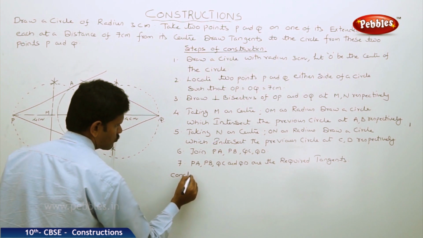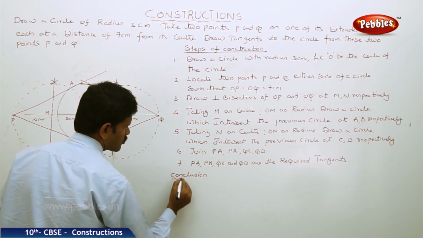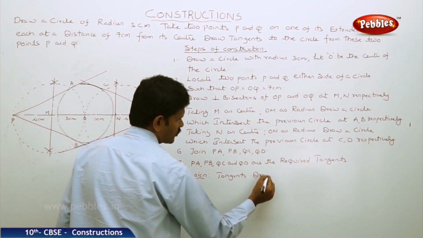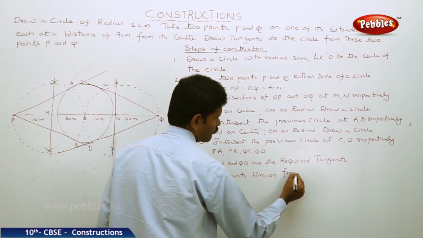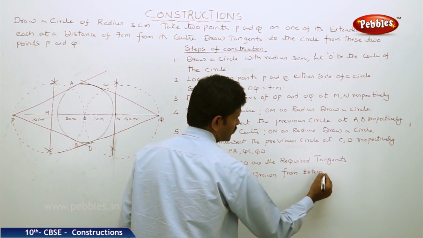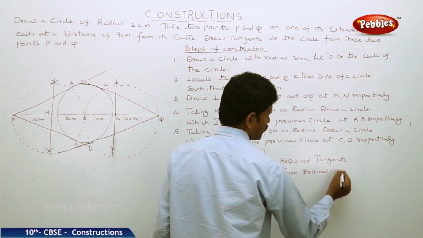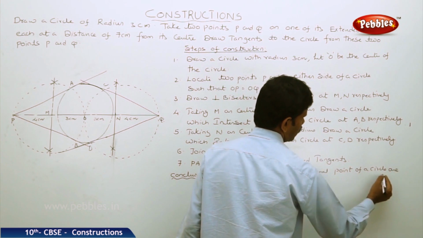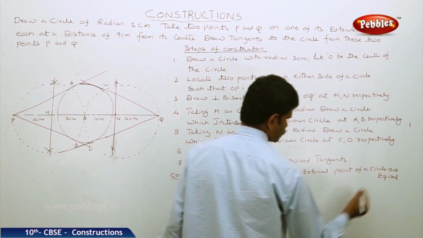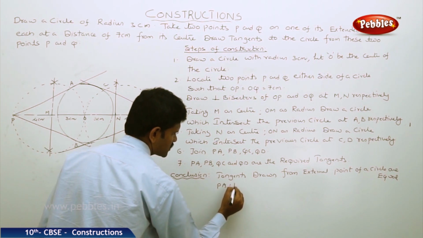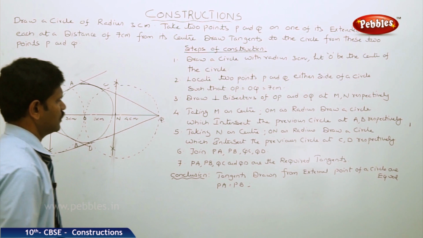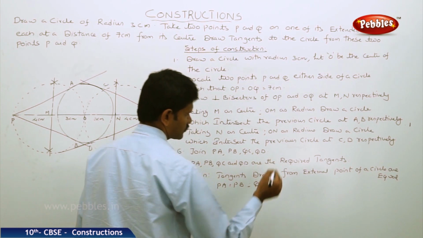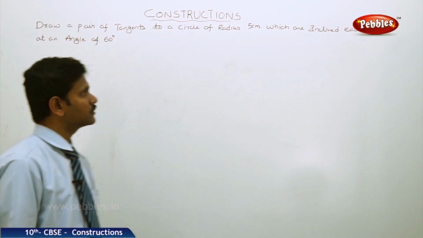Conclusion: tangents drawn from an external point of a circle are equal, that is PA is equal to PB, QC is equal to QD. Let us see the next construction.